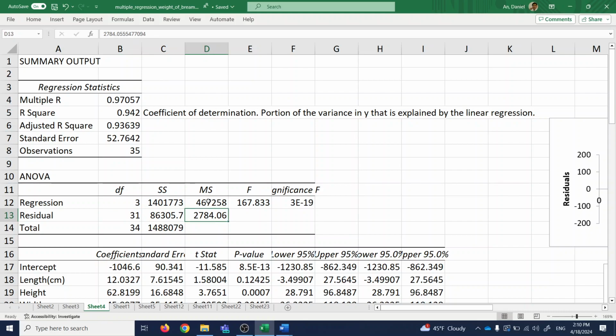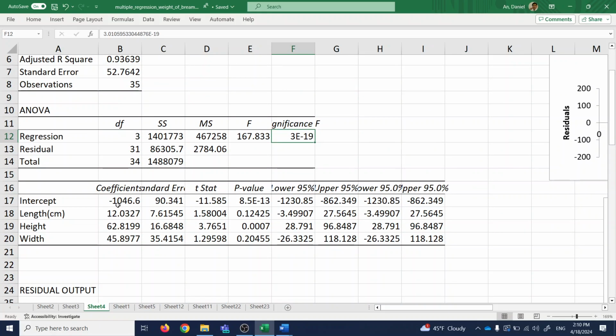And when you take the regression mean squared divided by the residual mean squared, you get this value called the F test statistic. And I will explain what this F test statistic is next class. And from that, we can compute the significance F, which comes out like this. Okay. And then here the values are negative 1046, 12, 62, 45. These constitute the values that we wanted.